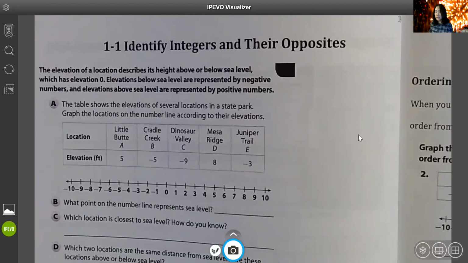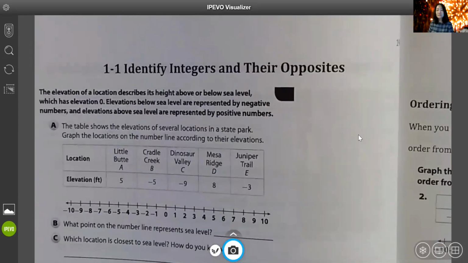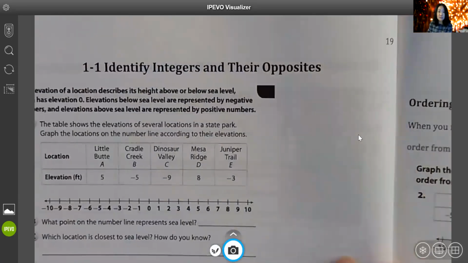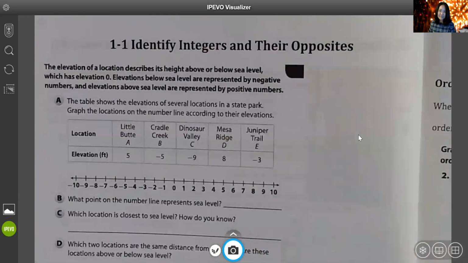This is the notes video for modules 1-1 and module 1-2: identifying integers and their opposites. I will also be talking about comparing and ordering integers. So we are on page 19 first. Let's go ahead and start.